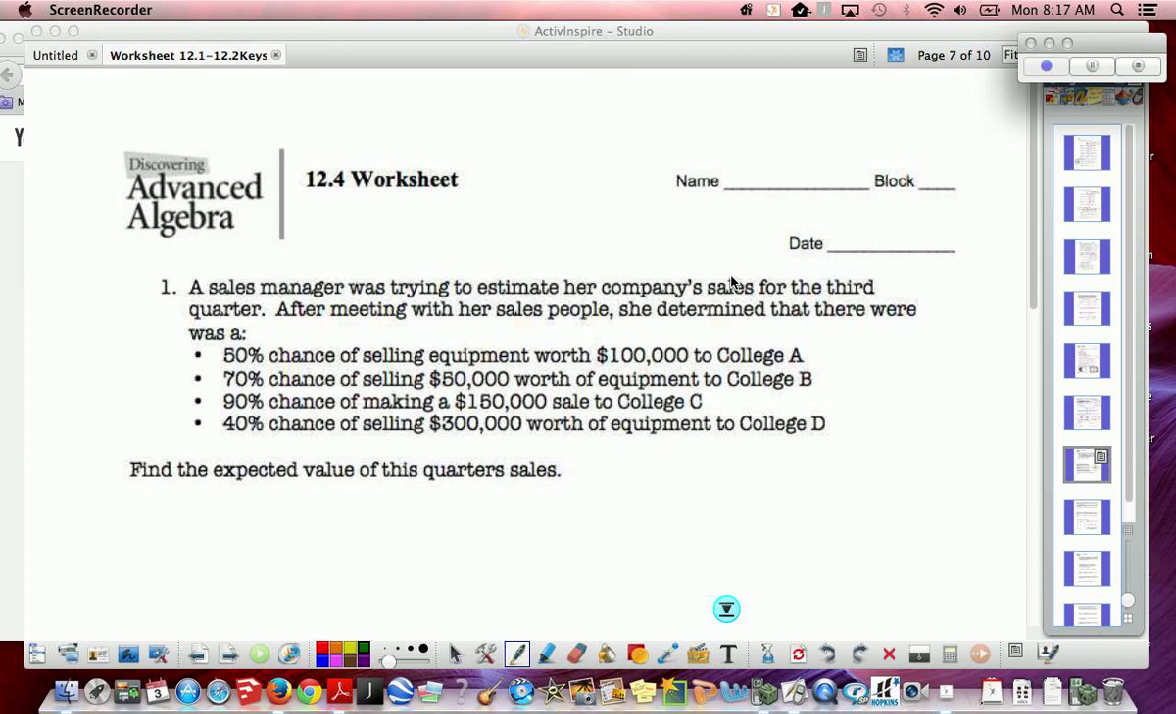Let's take a look at the 12.4 worksheet on expected value. You're going to definitely need your calculator here. We're going to do a lot of multiplication. So number one, it says a sales manager was trying to estimate her company's sales for the third quarter.